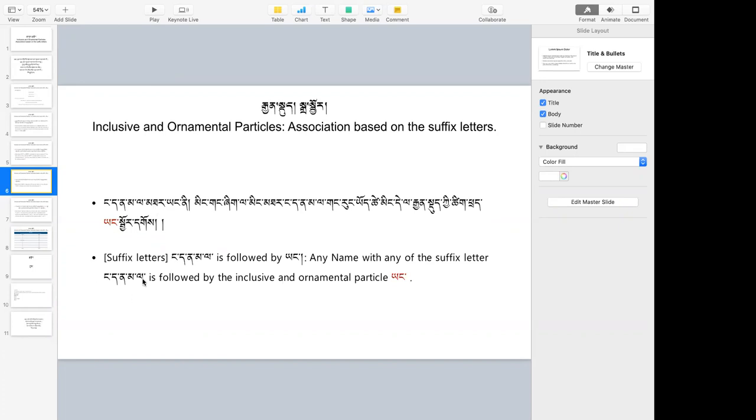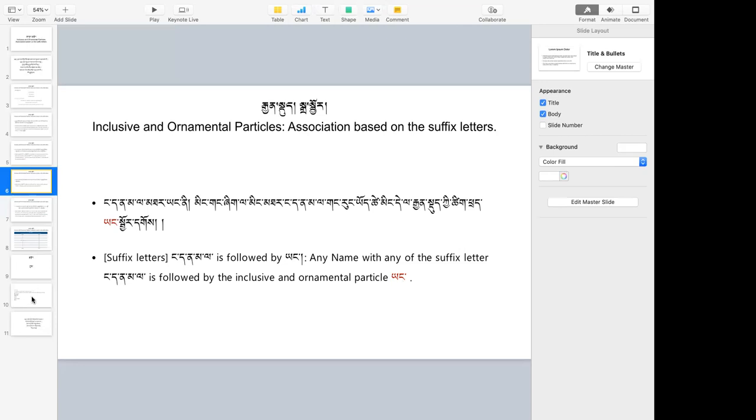Any of these 5 suffix letters, that particular name will be followed by, if it is used in the statement of inclusive or ornamental particle. So this is also something that we must emphasize, because this is particularly the statement case of inclusive and ornamental particle. We need to emphasize greatly that it should be used in that particular manner. So if it's a statement of inclusive and ornamental case, then if it has the suffix nga, ta, na, ma, la, it will be followed by the particle yang.